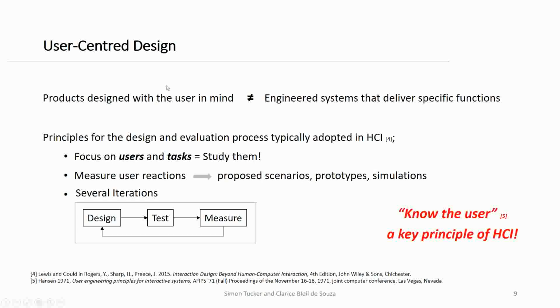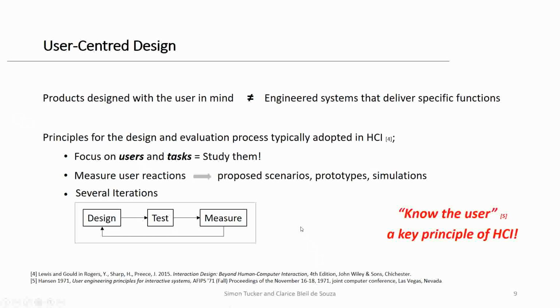So products designed with the user in mind, as opposed to purely engineered systems that deliver specific engineering functions. There's a lot of literature on user-centered design, including the research methods and principles. Here is the most general example of the principle for the design and evaluation process typically adopted in this area: a focus on the users and their tasks, study them. In other words, the research is done into those areas prior to anything else.